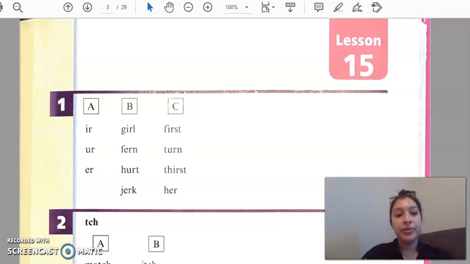Okay, so let's go ahead and look at lesson 15. We're going to go over the directions for part 1 and mostly the worksheet today. So remember, for box A, we say the sounds. These sounds are going to be in words in box B and C. So let's go over our sounds. Touch box A. We're going to do the first sound.